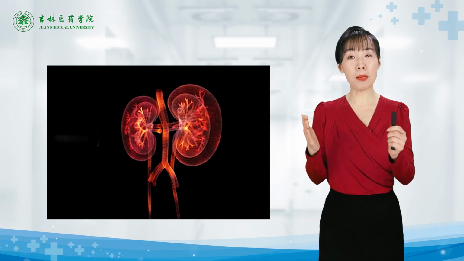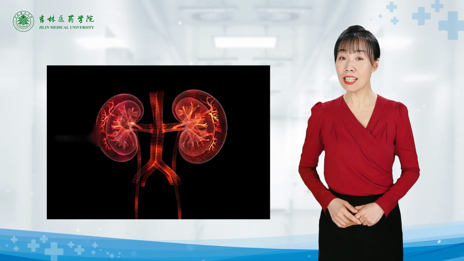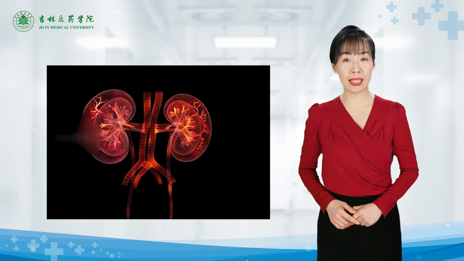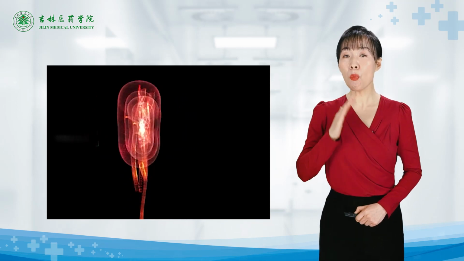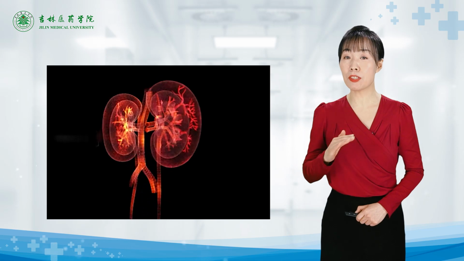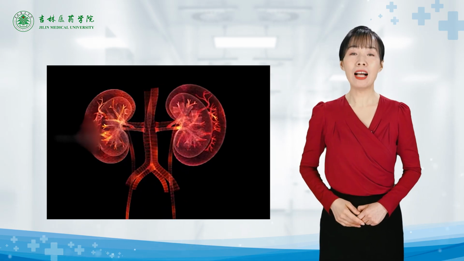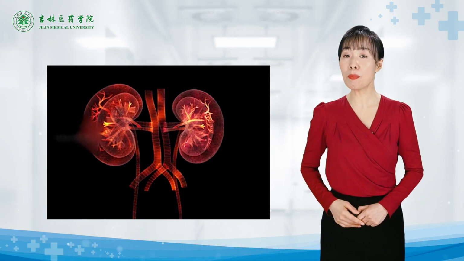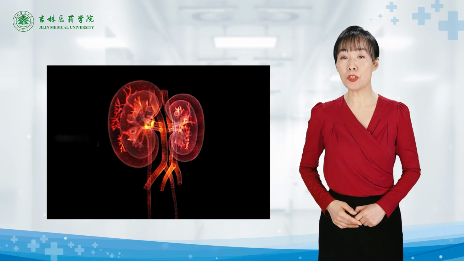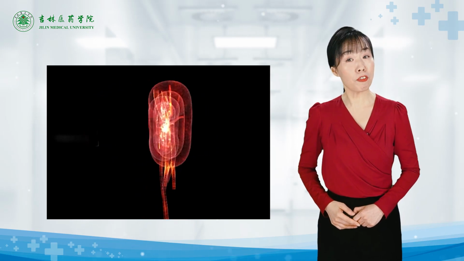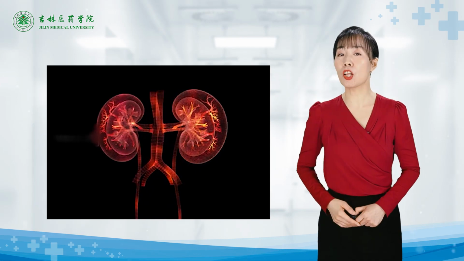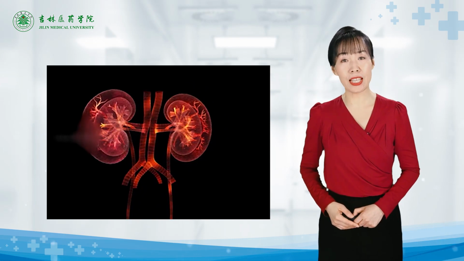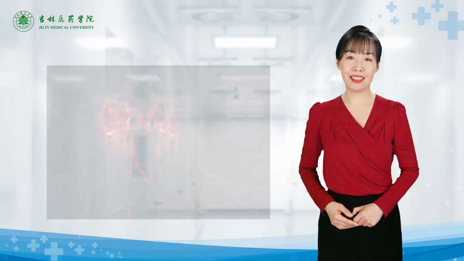Kidneys produce about 180 liters of primary urine every 24 hours, but only 1 to 2 liters of urine is formed every 24 hours. 99% of the primary urine is reabsorbed by the uriniferous tubules. The uriniferous tubules include renal tubules and collecting ducts.